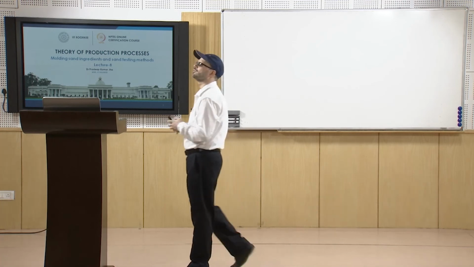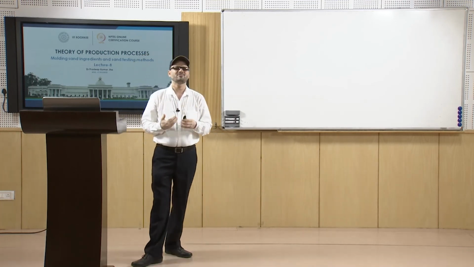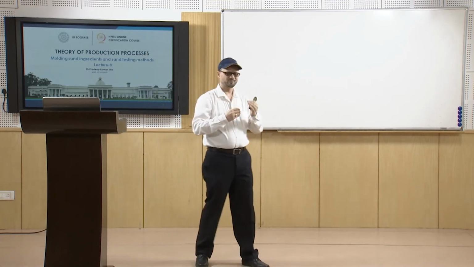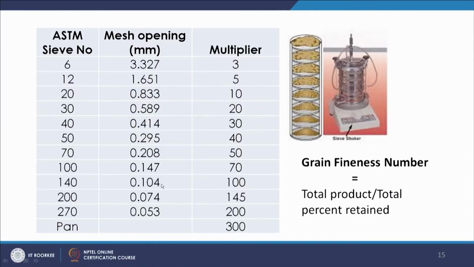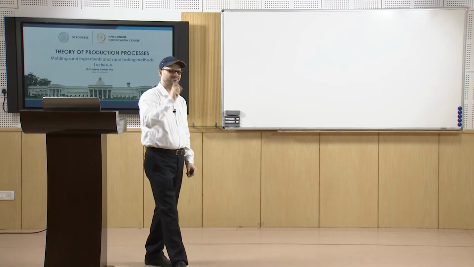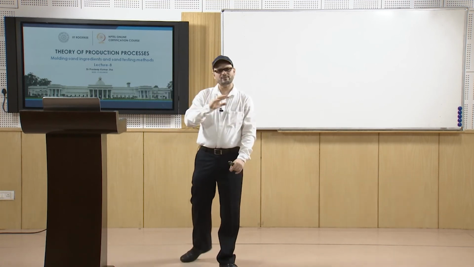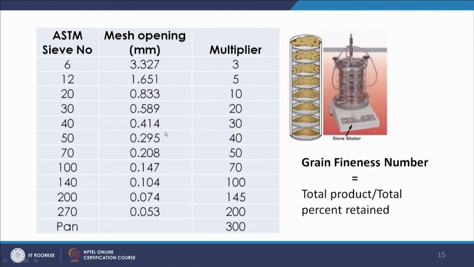So, that way we calculate the GFN number. The larger the GFN number, the finer the sand. As you go lowering and lowering, the mesh opening is decreasing, which means if a large amount of sand is retained on this side, the sand is very, very fine. So, that way we define this GFN number, and you can get a curve.